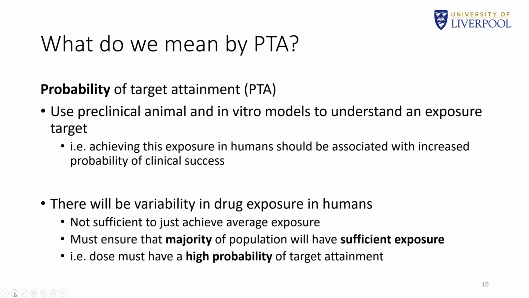So to move on to the other part of probability of target attainment, focusing on probability, one thing we know is that there will be variability in drug exposure in humans. So it's not sufficient to just achieve an average exposure in humans that matches that exposure target that we're trying to achieve. What we want to do is ensure that the majority of the population will have sufficient exposure. So that means what we want is a dose that has a high probability of target attainment.